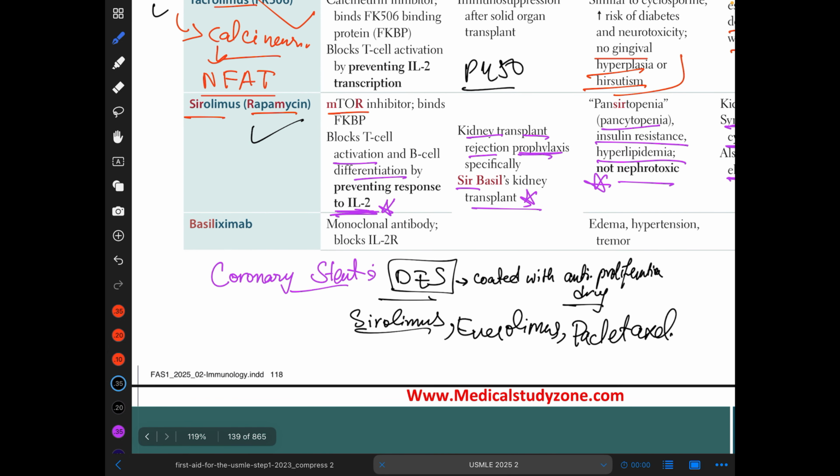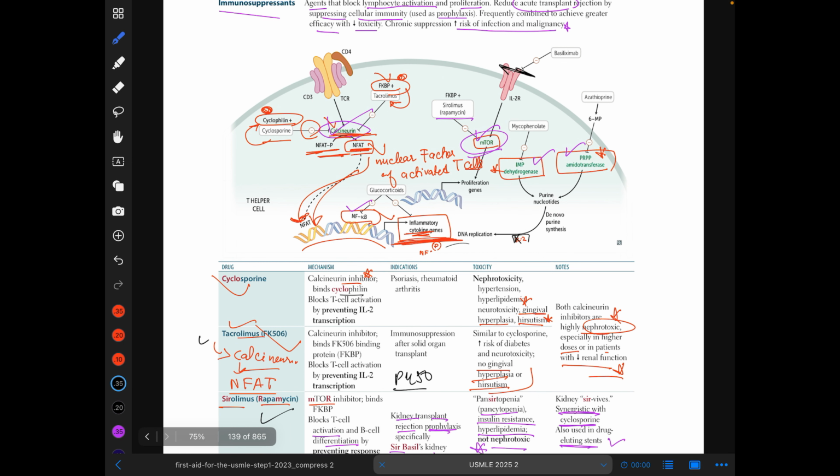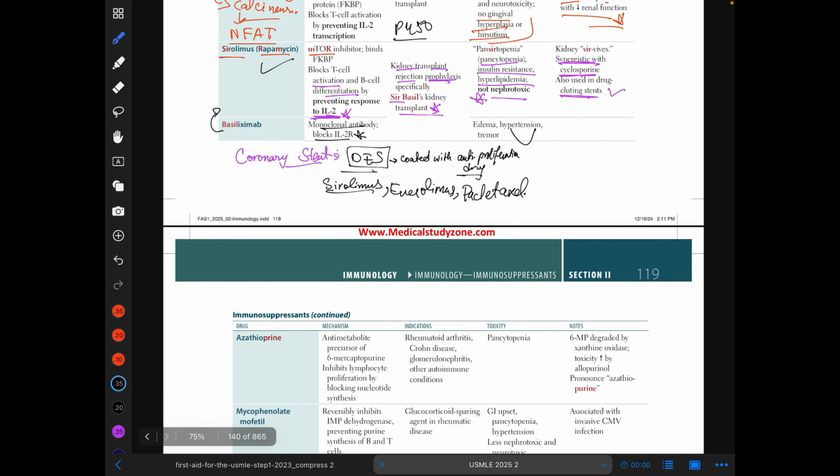We have another drug, the infliximab. It is going to attach to the receptor instead of interleukin-2. It is a monoclonal antibody that blocks the interleukin-2 receptor. It replaces interleukin-2 and attaches to the interleukin-2 receptors instead. If interleukin-2 does not attach to this receptor, then the signal will not proceed and there will be no proliferation and differentiation of T cells. And it can cause edema and hypertension in treatment.